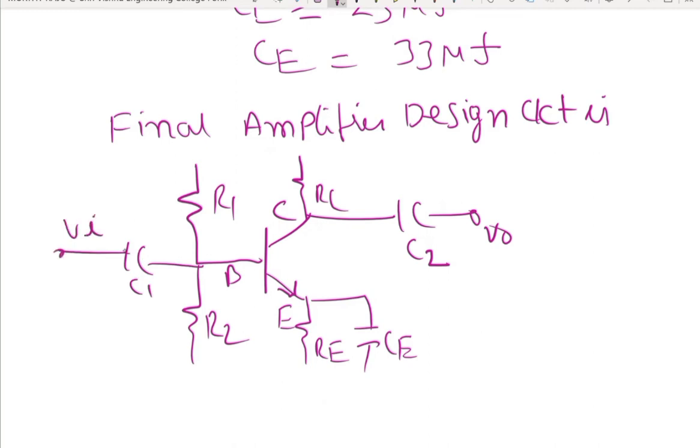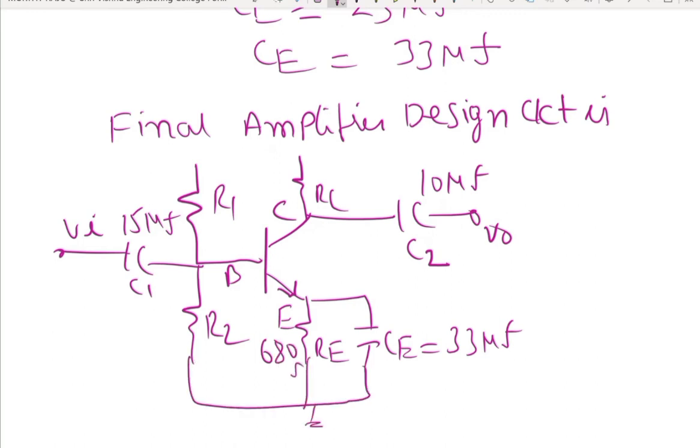this is VI. C1 value is 15 microfarad, C2 value is 10 microfarad, CE value is 33 microfarad, RE is 680 ohms, R2 is 10 kilo ohms, R1 is 47 kilo ohms. This is VCC 12, RC is equal to 2.2 kilo ohms. Amplifier design circuit is completed.